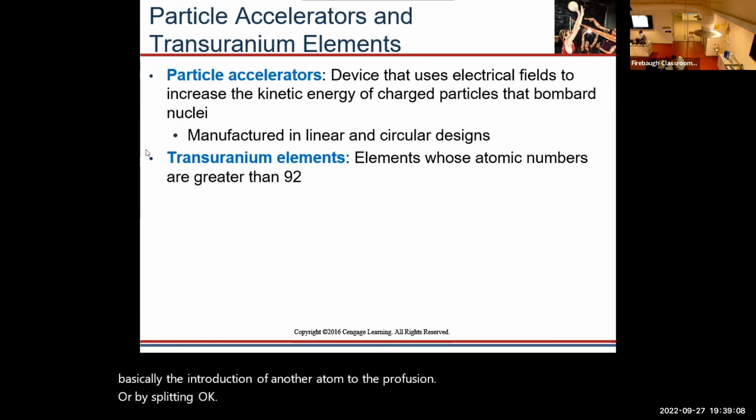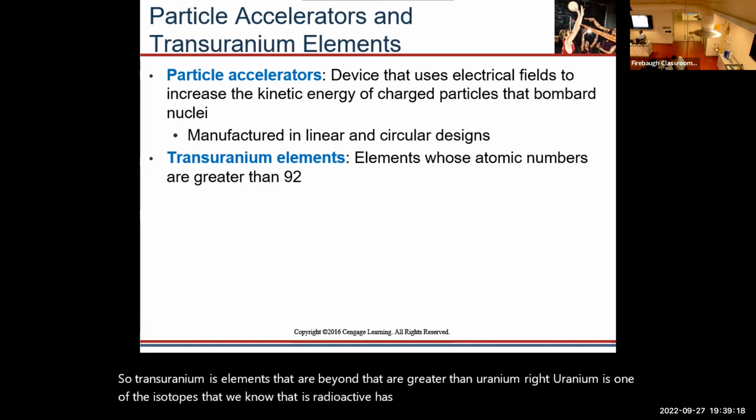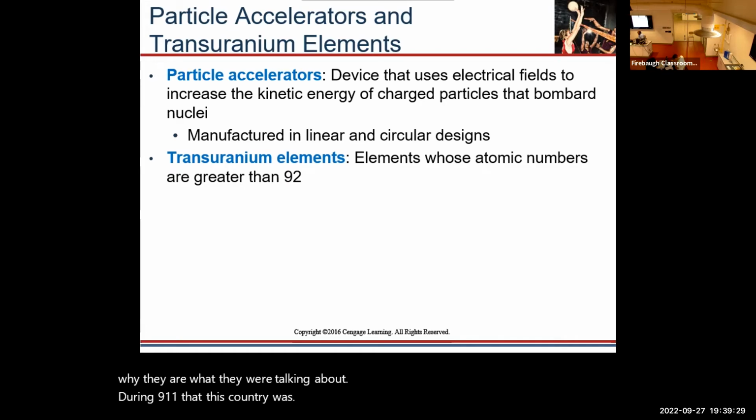Transuranium elements are elements that are greater than uranium.